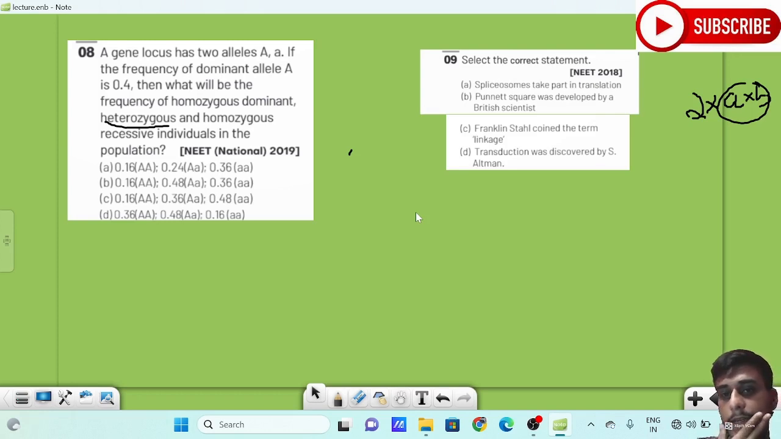Franklin Stahl coined the term linkage? No, it is not the correct answer. Transduction was not discovered by S. Altman. I'm not going much deeper into the process of transduction. Bacteria divide by asexual reproduction, but in order to maintain their genetic diversity, a mode of sexual reproduction like transduction is maintained, in which they release their genetic material to a virus, or a virus takes their genetic material and spreads it into the next bacterium. The virus is known as a bacteriophage, a virus attacking bacteria. So the option here is option B, which is the correct answer.